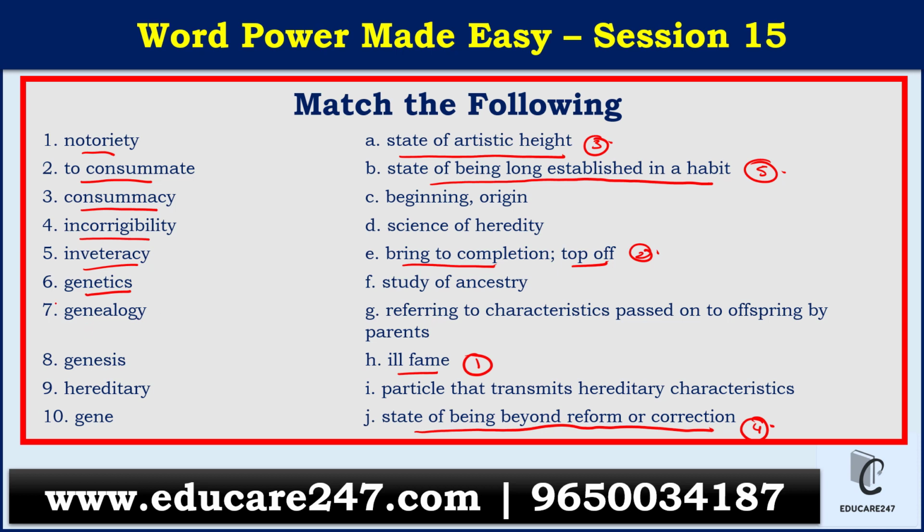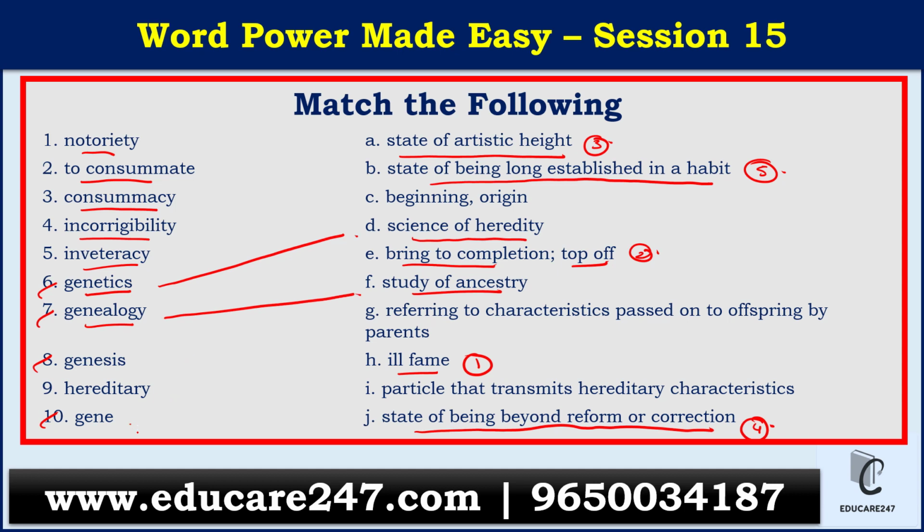Next we have is genetics. So now if you see these words, you could cause confusion here. Genetics, genesis, genealogy, and gene. So genetics was study of ancestry or science of heredity. So if you see, genetics was science of heredity. And if you see genealogy was study of ancestry, which was the line from one generation to other. So these two words you have to remember. So this is science of heredity and this is study of ancestry.